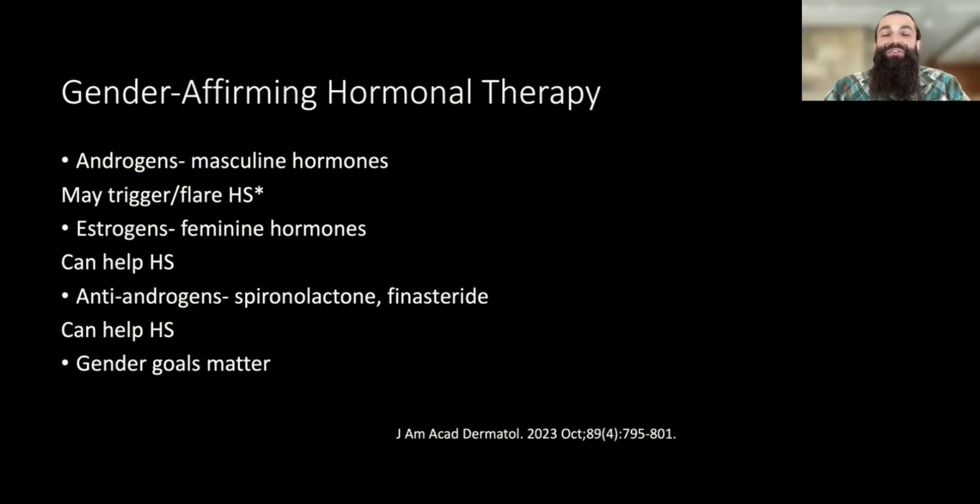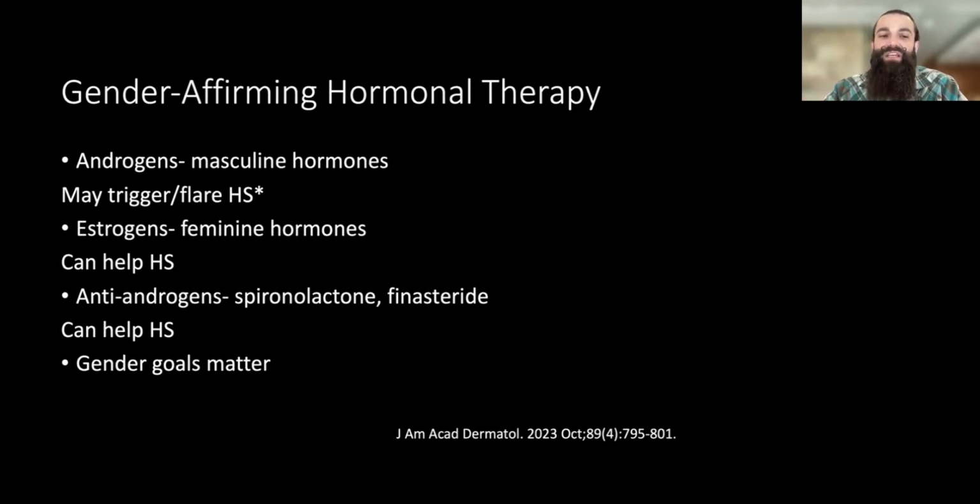Then shifting gears just a little bit to talk about some of the treatments. So I already mentioned some of the things where treatment may be impacted if you're transgender and/or have HS, or treatment might even impact your disease. So when it comes to gender affirming hormonal therapy, which I talked a little bit about with testosterone and estrogen, androgens is the blanket term that talks about all testosterone type medications. They, as I mentioned, can trigger or flare up HS. The estrogens are the feminine hormones that can help HS.